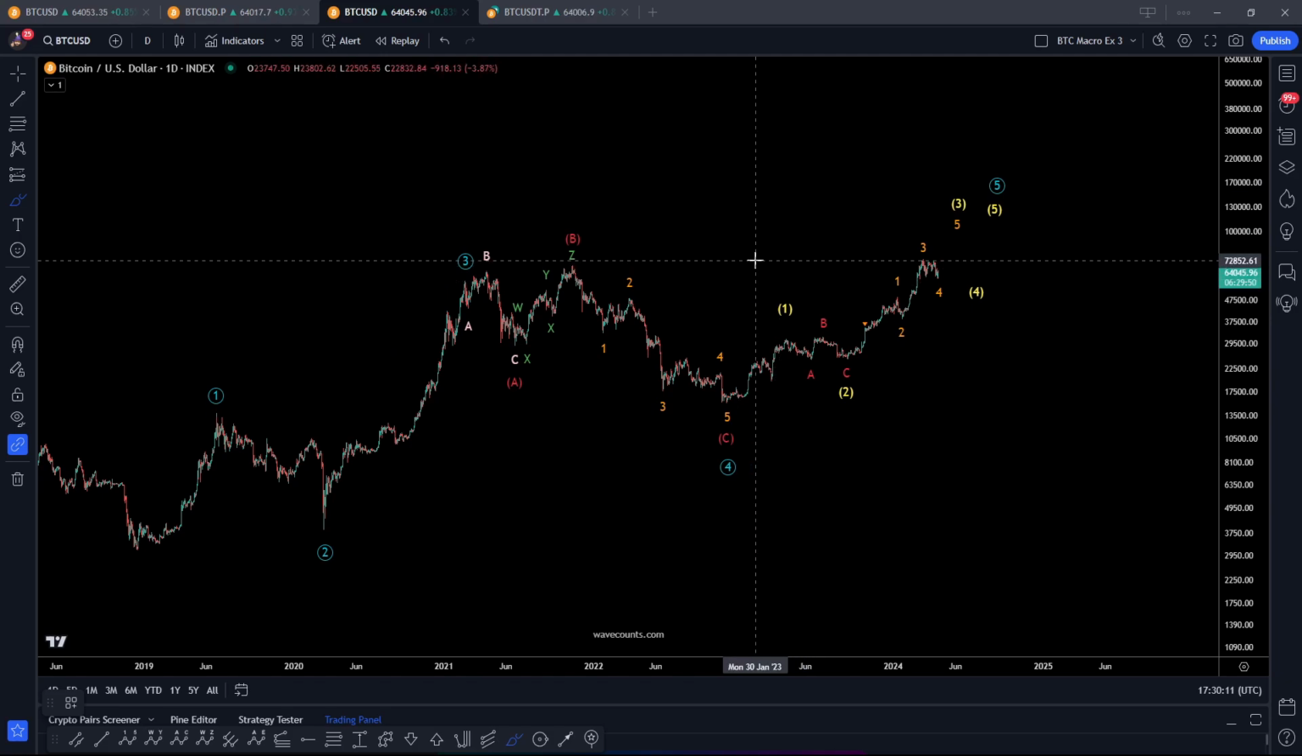Now, is alternation a rule? No, it's not a rule. But it happens often enough that it should be expected.